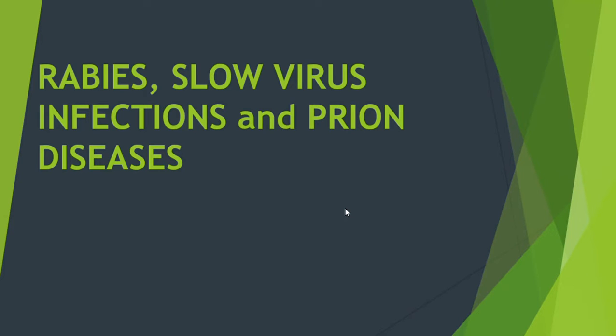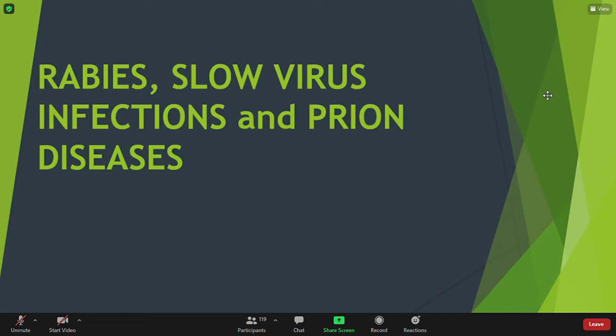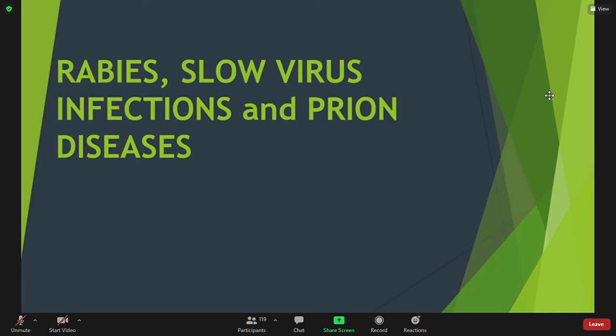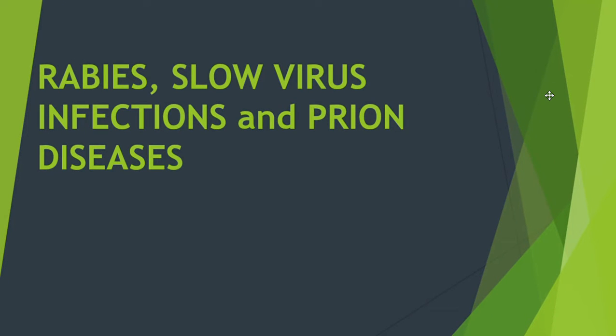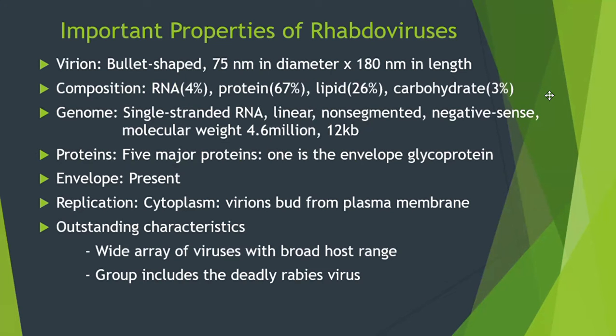Okay, we'll take up rabies, slow virus infections, and prion diseases. It's very short now. Important properties of rhabdoviruses. This is now the description of rabies. Virion: the shape is bullet shape, 75 nanometers in diameter and 180 nanometers in length. Composition is RNA 4%, protein 67%, lipid 26%, carbohydrate 3%.